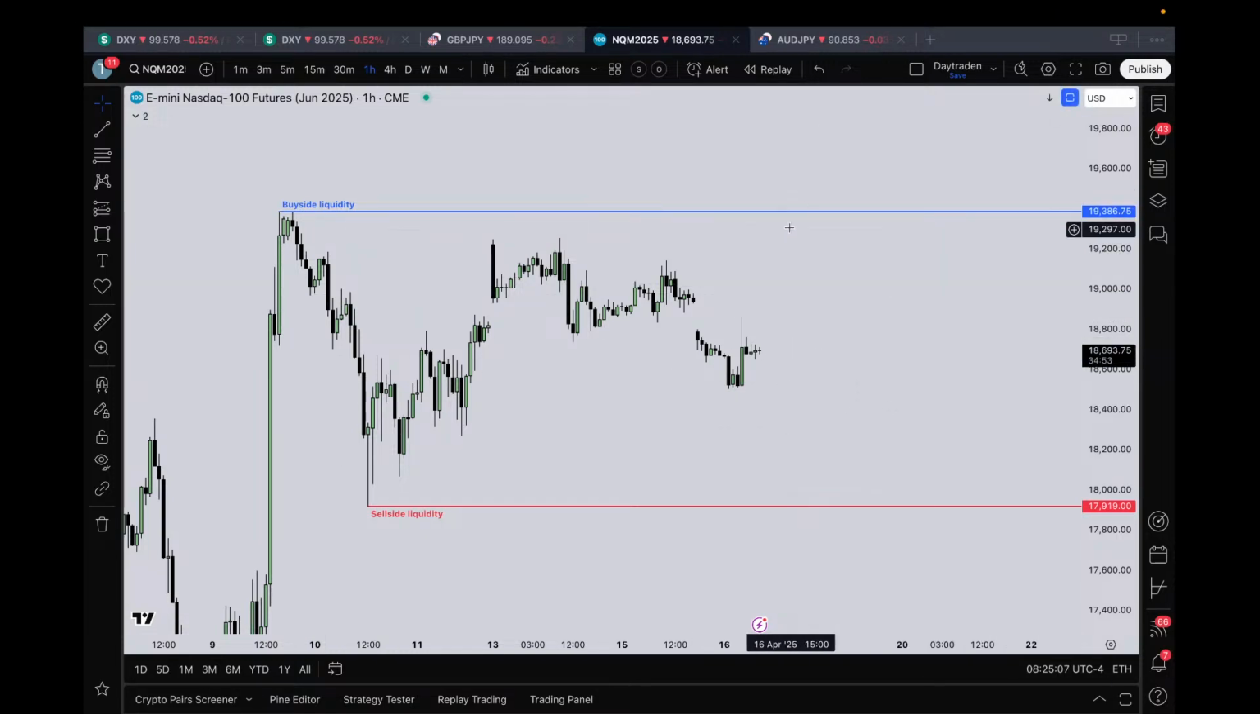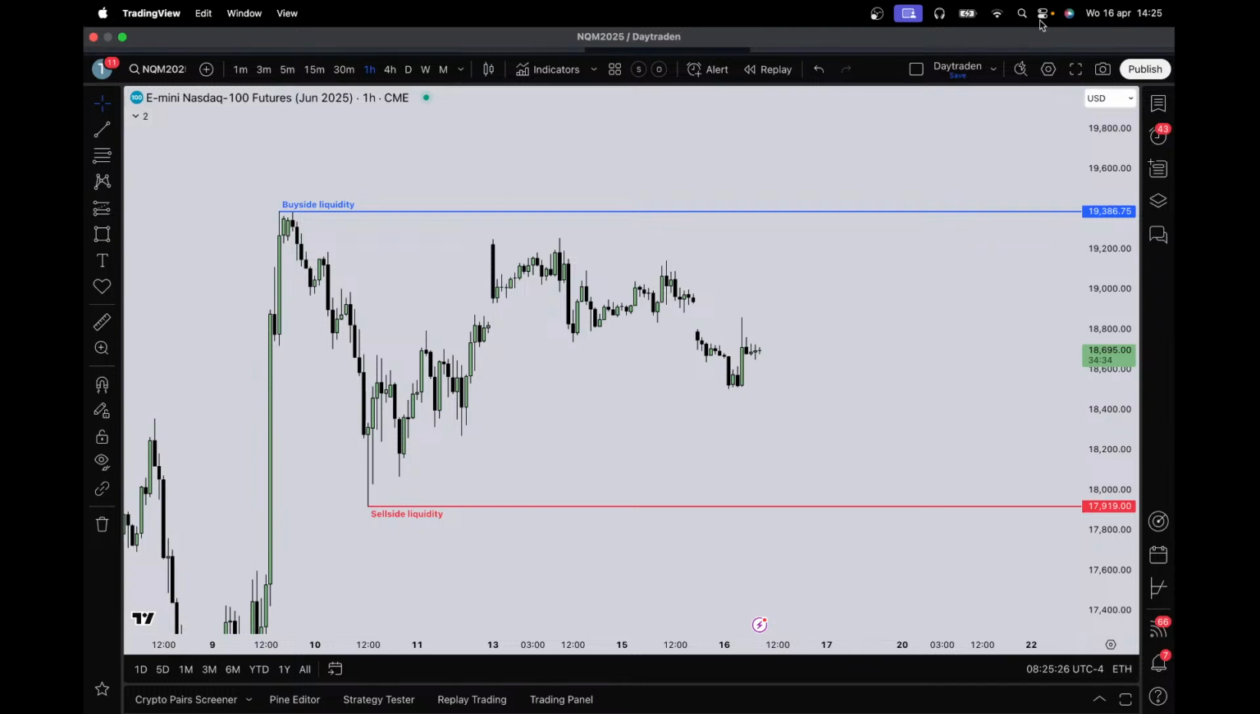I mean, if we are going higher and we are going to convincingly close above buy side, then we can anticipate continuation. And if we are taking out sell side, we can look for reversal setups to go higher, or if we are rejecting buy side, we can look for trades lower. Those are the kinds of scenarios you should be looking out for.